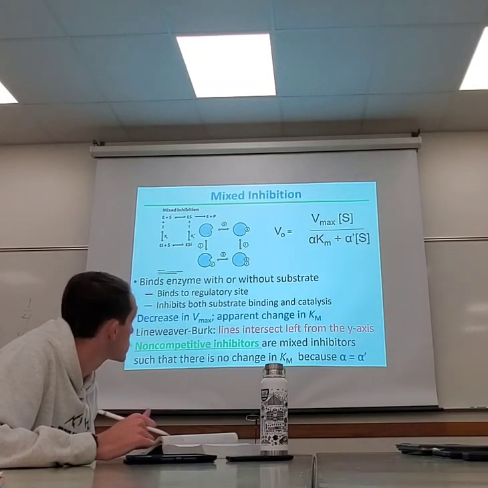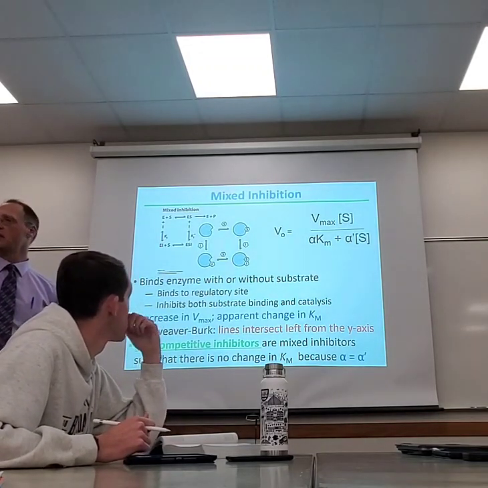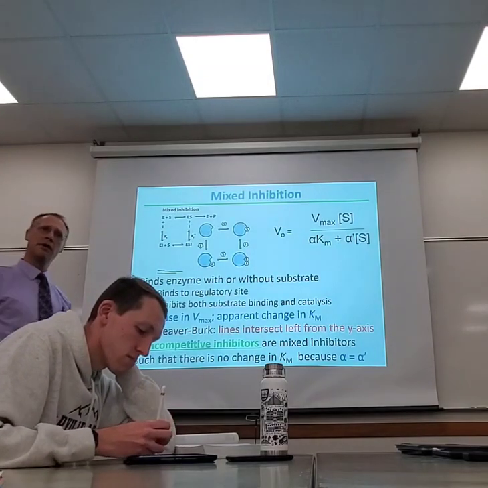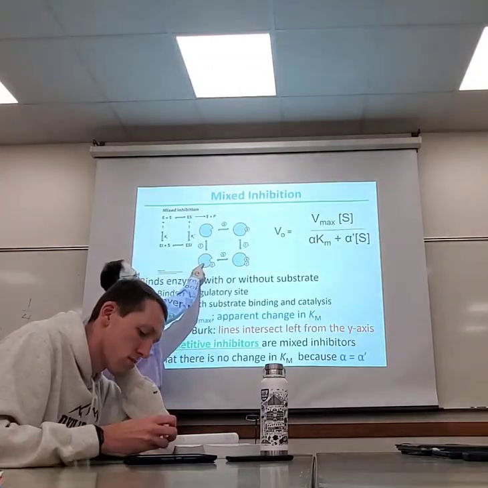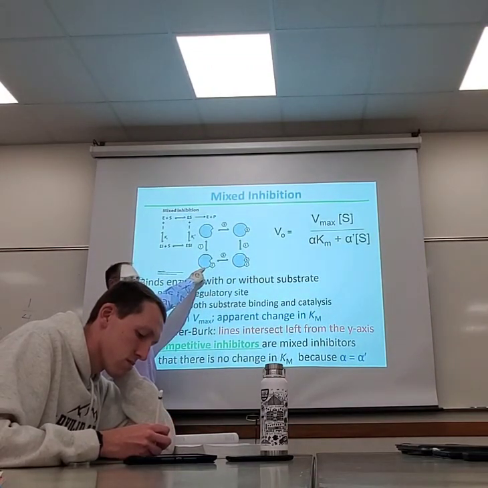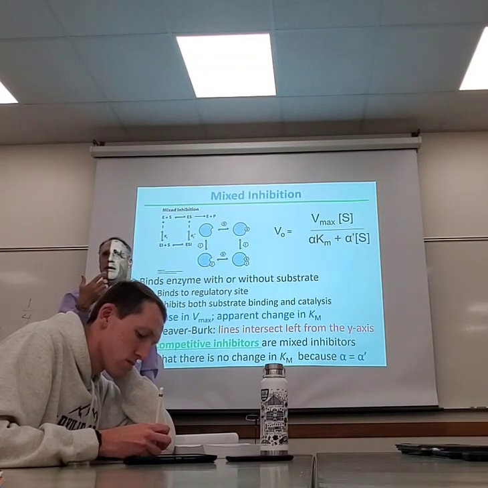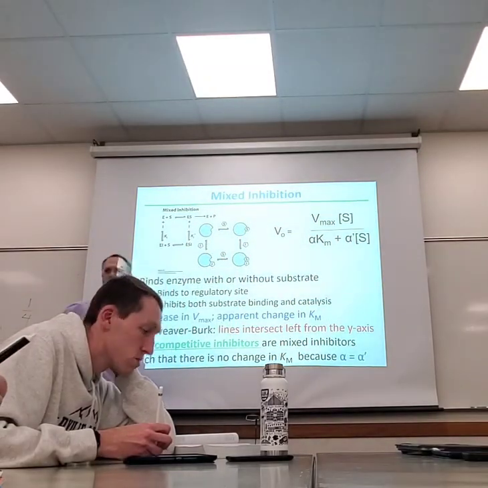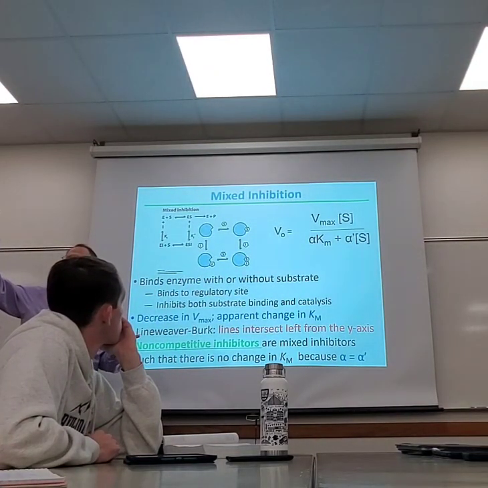The last one we're going to talk about, and then we're actually going to talk about a special case of it that we'll use, is called mixed inhibition. Mixed inhibition means that the inhibitor itself can bind first, but it's not going to the same site. It's not competing for the same site. I could also bind the substrate first. So either one's okay.